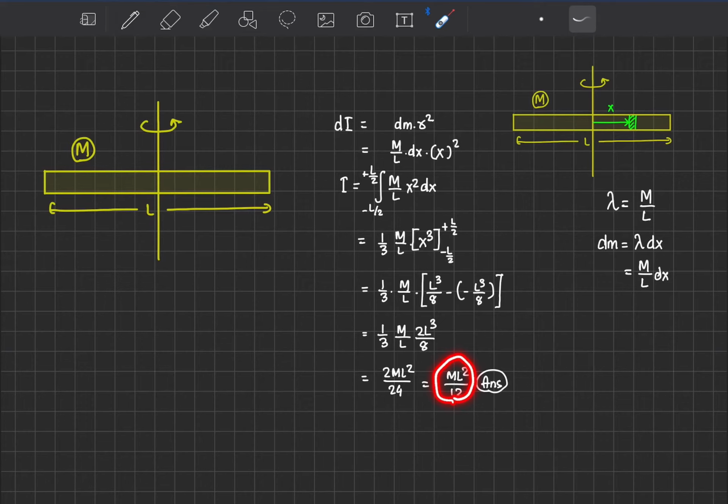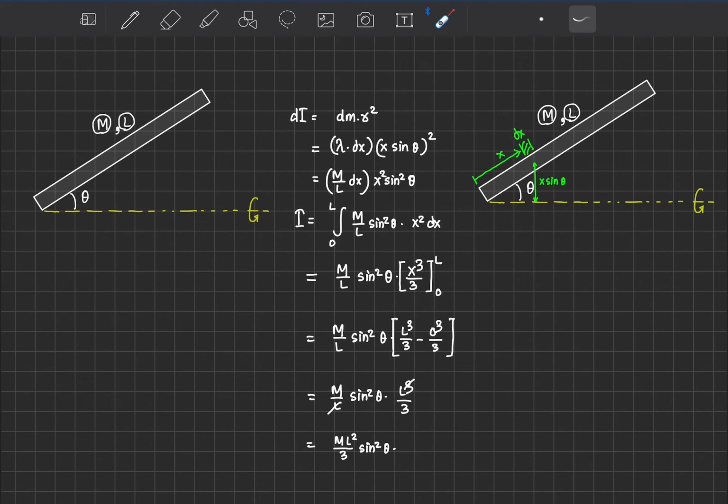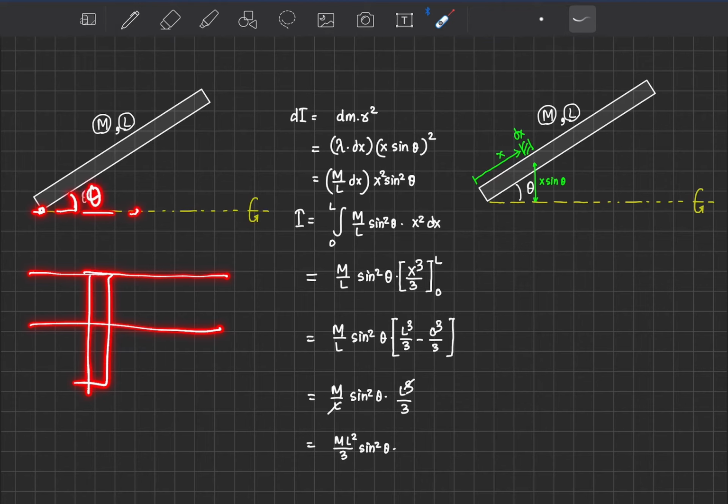Now let's change the orientation of the object and see what happens. Now we are talking about a third case here. Here the rod is a little bit oriented about the axis. In the previous case, the rod was like this and the axis was passing through its middle or through its one end. Here the axis is passing through its one end, but it is not perpendicular. It is having some angle with the rod.